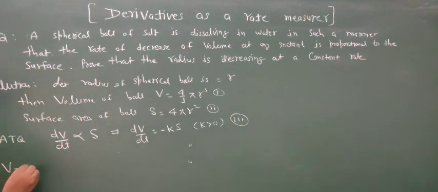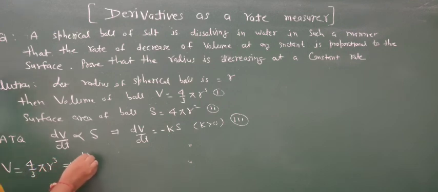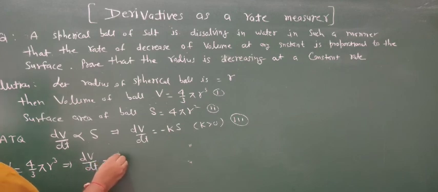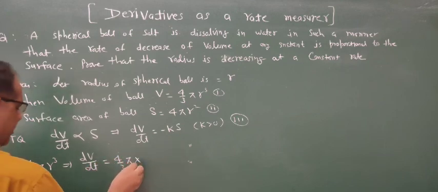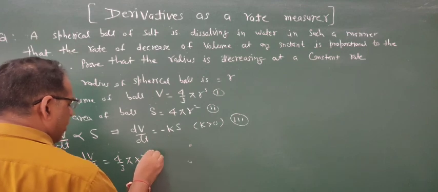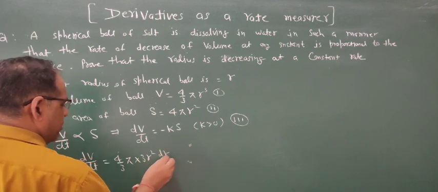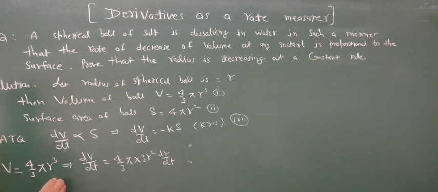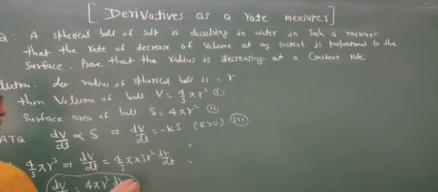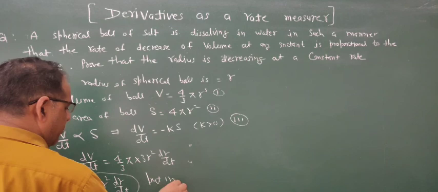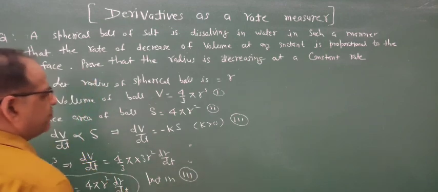Now V equal to 4 upon 3 pi r cube. So dV over dt equal to 4 upon 3 pi, differential of r cube becomes 3r square dr over dt with respect to t. So now dV over dt is equal to 4 pi r square dr upon dt. This is dV over dt. Put in equation number 3.